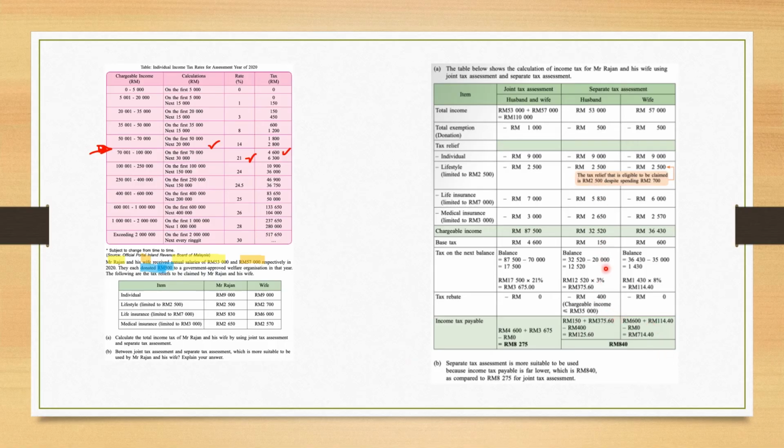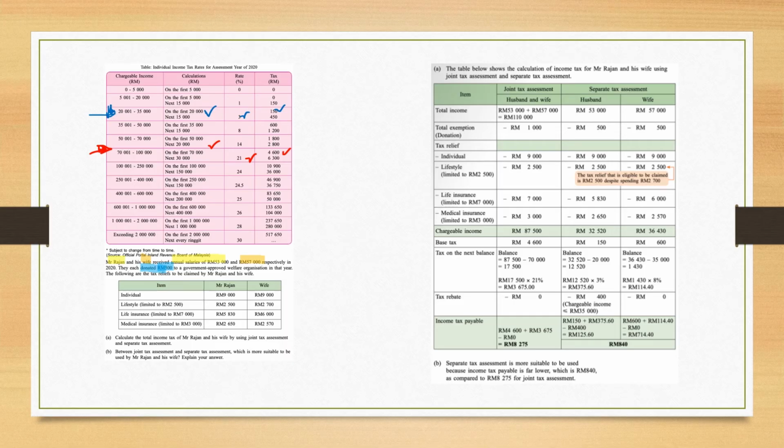For a husband, separate tax assessment, 150 ringgit should be right around here. Let me see, 32,000. So this one is your husband's tax, right here, and 150. So with 32,000, the base tax is 150 ringgit as mentioned here, and then your balance as per usual, chargeable income minus 20,000, and then times your 3% right here. You get your net balance tax, minus 400 ringgit.